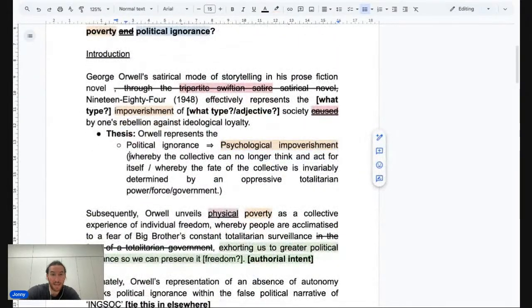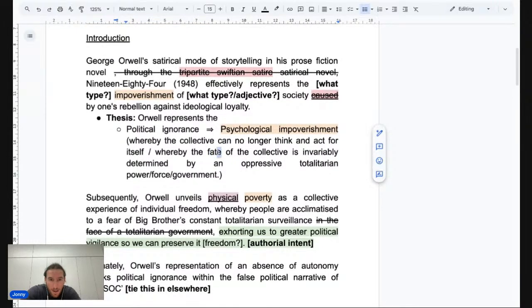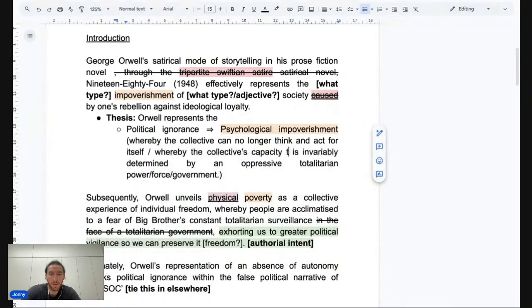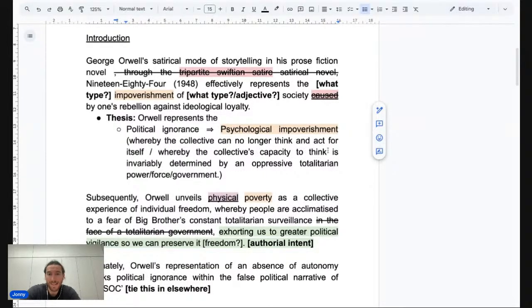is explain it, whereby the collective can no longer think and act for itself, whereby the fate of the collective is invariably determined by an oppressive totalitarian government. That doesn't even really explain the psychological aspect, to be fair, so we could do better here, whereby you could say the collective's capacity to think, to reason, right?